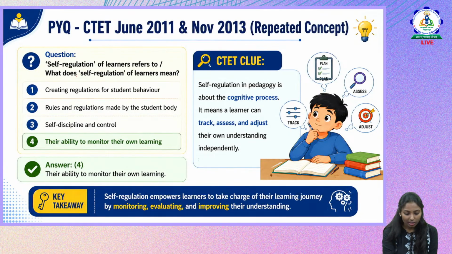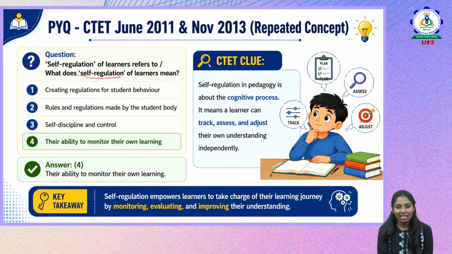So here, what does self-regulation mean? Let us try to understand what self-regulation is. Here self-regulation means a student has to understand how he regulates his own learning, how he tracks and understands his own learning. It means the learner can track, assess and adjust their own understanding independently. And those things can be inculcated in students by the teacher. So self-regulation is a cognitive process wherein students can track, assess and adjust according to their own understanding independently.